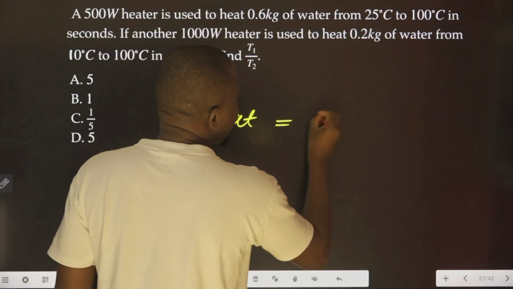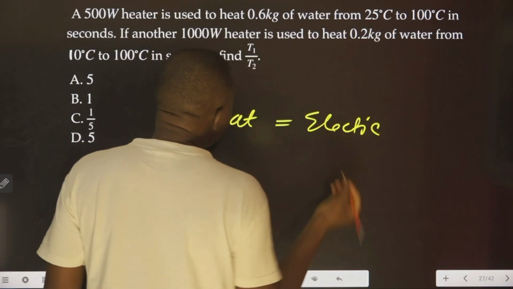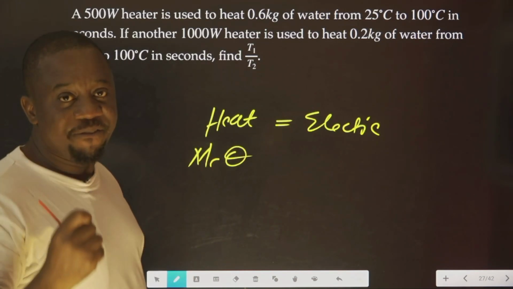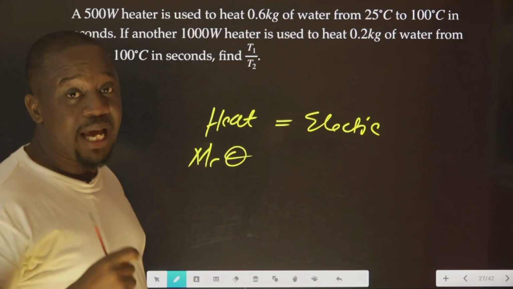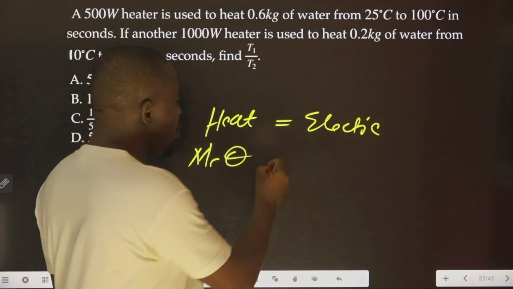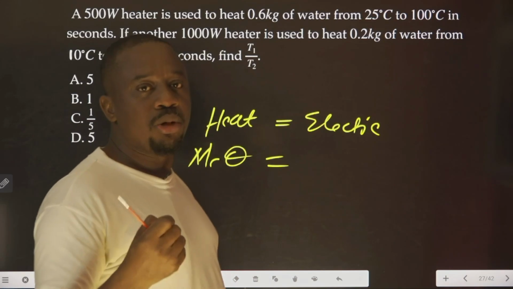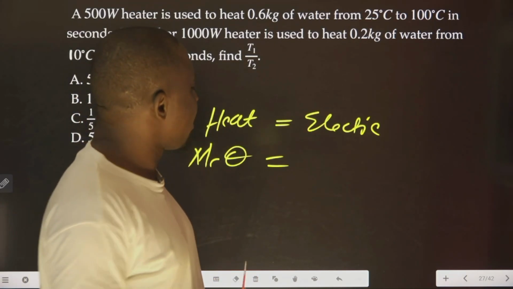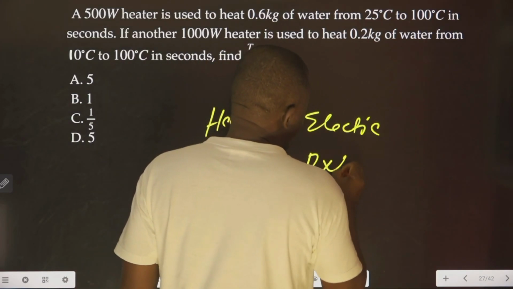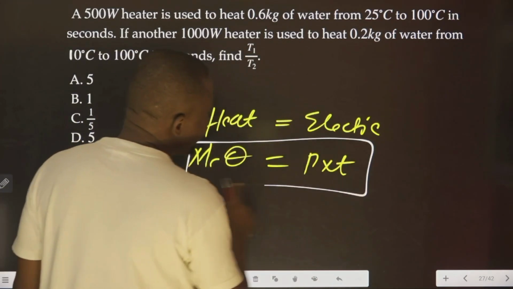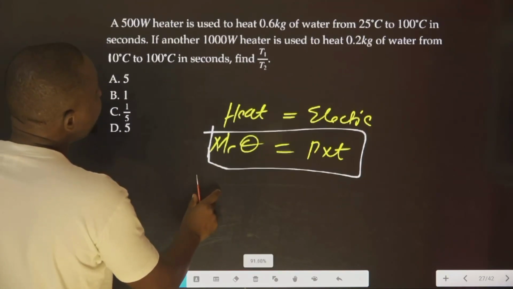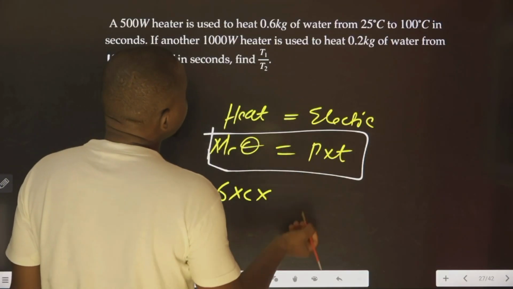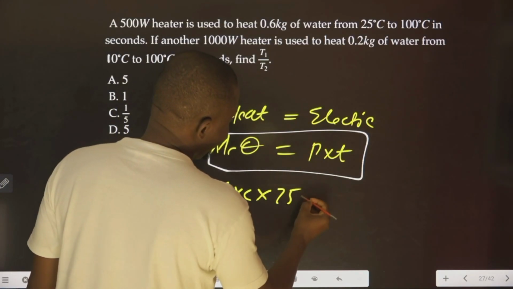It means heat is coming from electricity. This heat is always mc theta, that is mass multiplied by specific heat capacity of water multiplied by change in temperature, equal to the electrical energy. Energy is power multiplied by time, because power is energy over time. So therefore, it's power multiplied by t. If we use this formula for everything, for the first one now, you agree with me, the mass is 0.6 multiplied by c, which we don't know, multiplied by 75 for the first one.